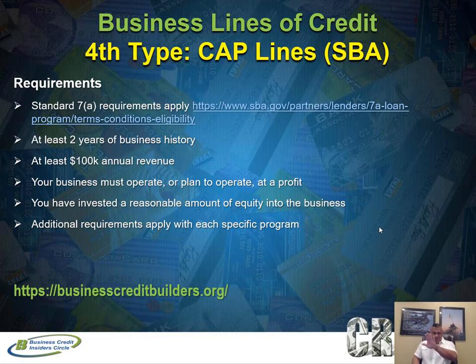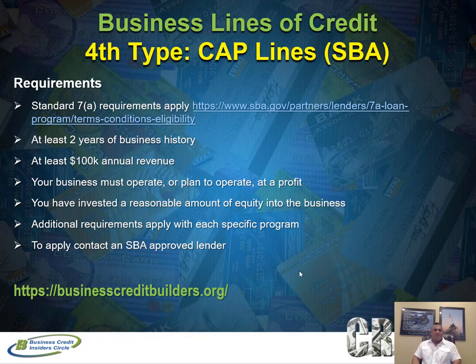So not only do these requirements apply for CAPLines, but there are even additional requirements with each one of those types of CAPLine programs that you have to meet. So it's not like you have free access to use the money whenever you want. For the builder's CAPLine, it has to be used just for that construction project and to finish the project, etc. Now, if you want more information on the CAPLines program, you're going to want to do your research on it. But to apply, you have to go to an SBA approved lender to get more information on the CAPLines program.